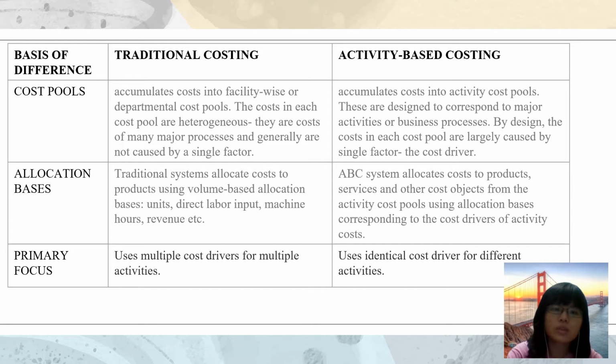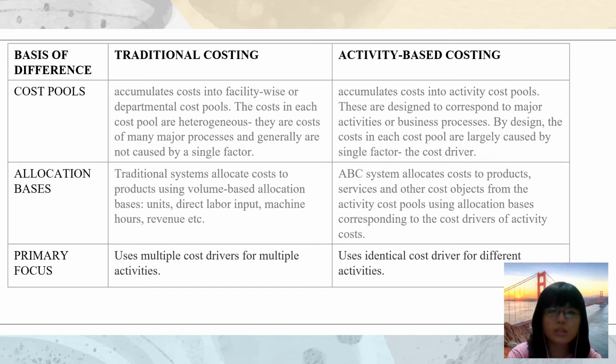The first difference is about the cost pools. Traditional costing accumulates costs into facility-wise or departmental cost pools. The costs in each cost pool are heterogeneous. They are costs of many major processes and generally are not caused by a single factor. While activity-based costing accumulates costs into activity cost pools. These are designed to correspond to major activities or business processes. By design, the costs in each cost pool are largely caused by a single factor. That is the cost driver.